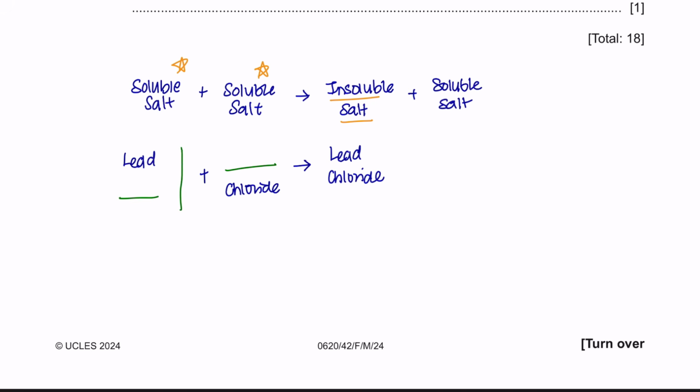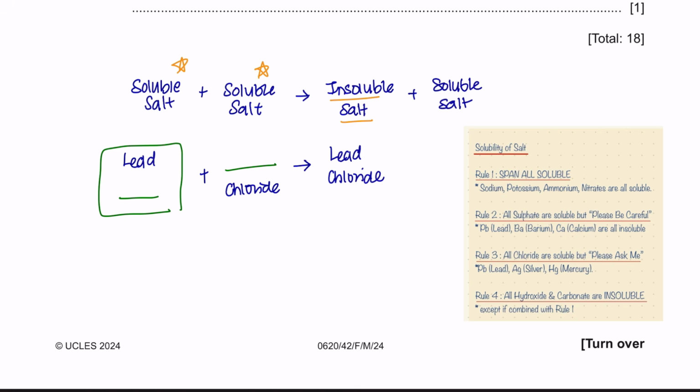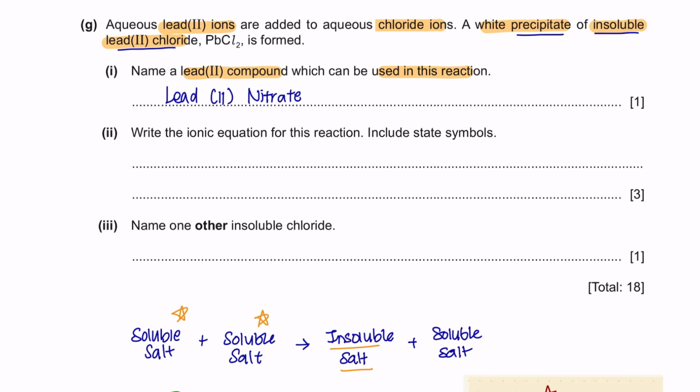And we're looking to find which lead compound this can be. Now, according to the rule of solubility of salts, all nitrates are soluble. So we can say that this here is lead nitrate. Next, part 2. Write the ionic equation for this reaction and include the state symbols.